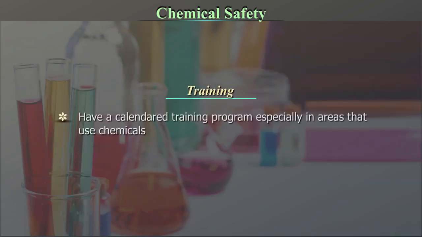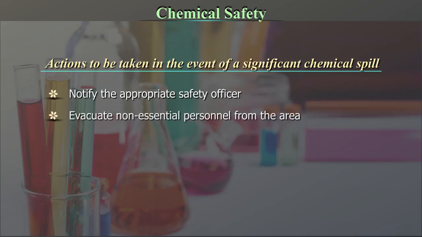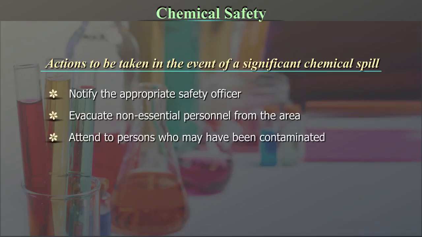Training. Have a calendared training program, especially in areas that use chemicals, and have evaluation of that training. Actions to be taken in the event of a significant chemical spill. Notify the appropriate safety officer. Evacuate non-essential personnel from the area. Attend to persons who may have been contaminated.